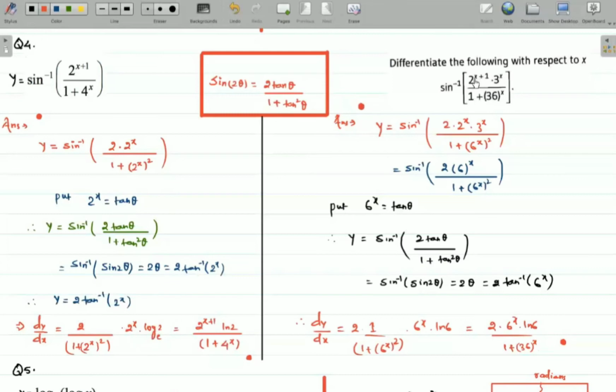In this question, again, 2 to the power x plus 1, I can split and write this. And then 36 to the x, I can write like this. So I can club this 2 and 3, and I'll get this. Now in this, we can again put 6 to the power x as tan theta. So again, this will convert to sin 2 theta. Again, theta will be tan inverse. Again, using the chain rule, we can write the result.